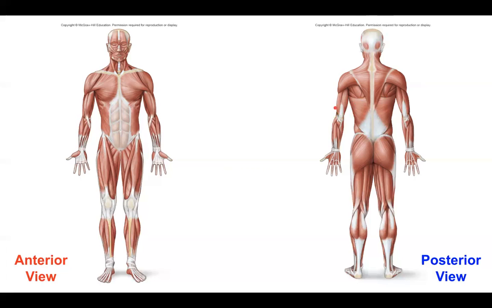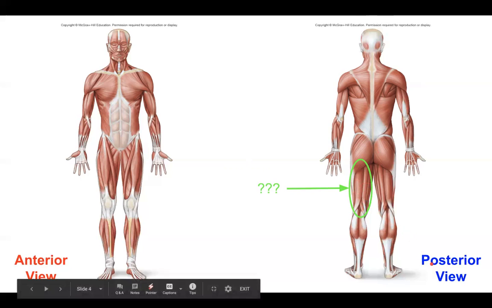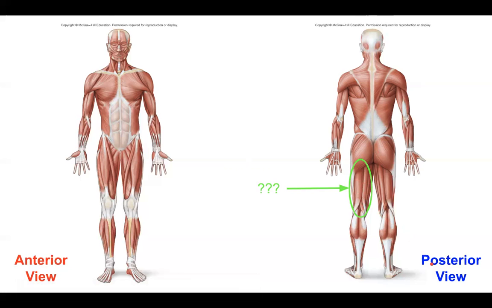Muscle number 3. And muscle number 3 is going to represent a group of muscles. So we have one muscle here, and then we can see this other one that is poking out from behind. So this is a group of 3 muscles that is located on the thigh, on the posterior side of the thigh. So what is this group of muscles called?